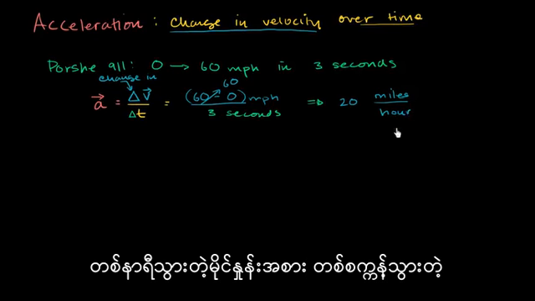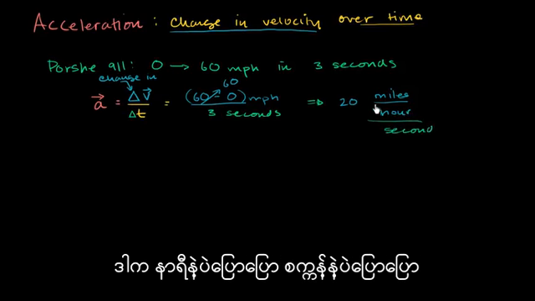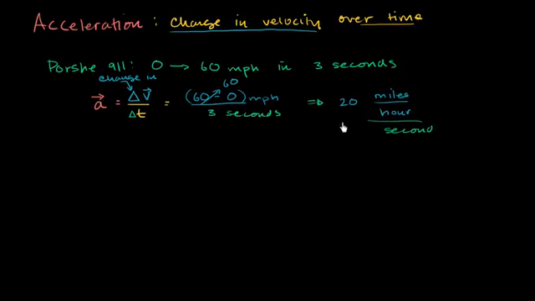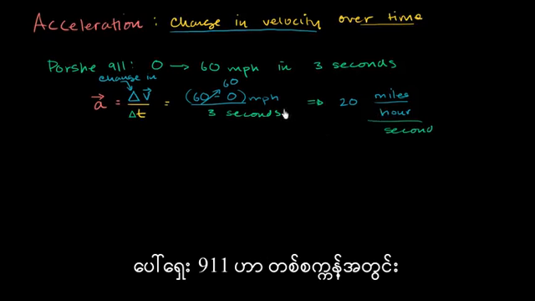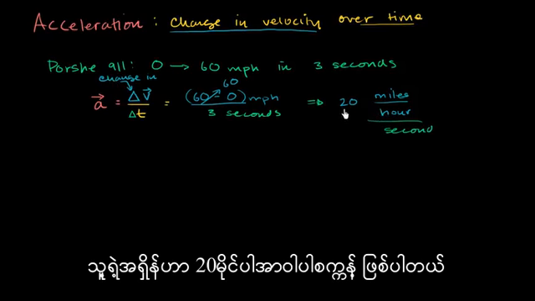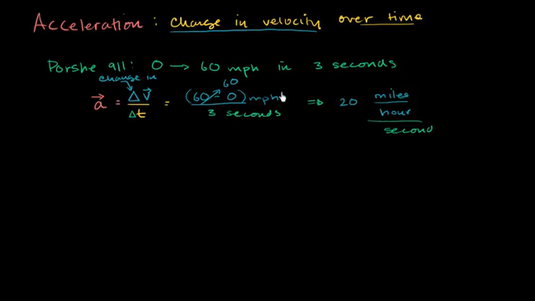So miles per hour, and then we could either put seconds like this, or we could write per second. Let's just think about what this is saying. Then we could get it all into seconds, or we could all get into hours, whatever we like. This is saying that every second, this Porsche 911 can increase its velocity by 20 miles per hour. So its acceleration is 20 miles per hour per second. And actually, we should include the direction, because we're talking about vector quantities. So this is to the east.